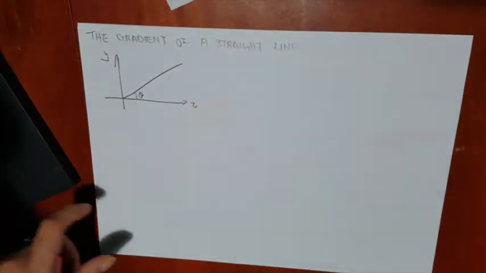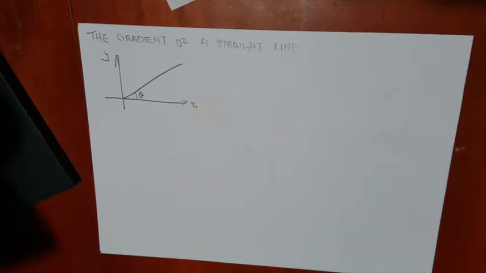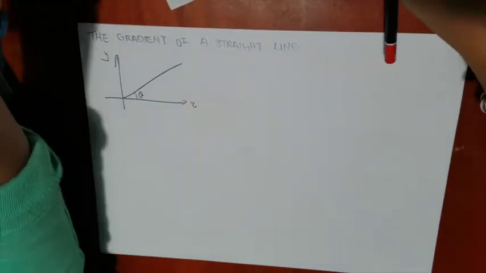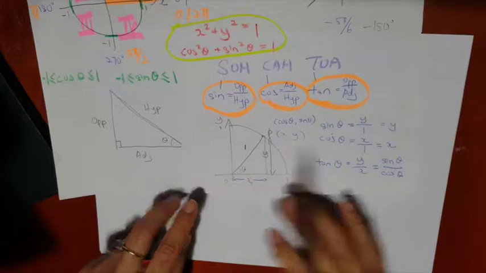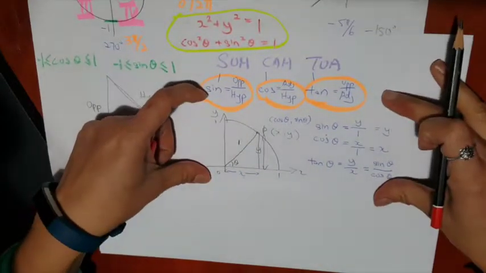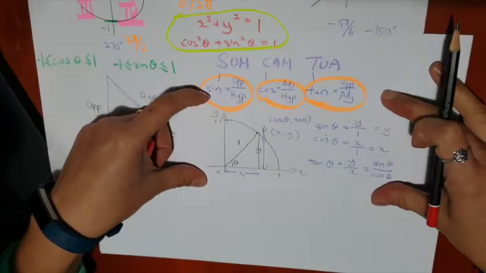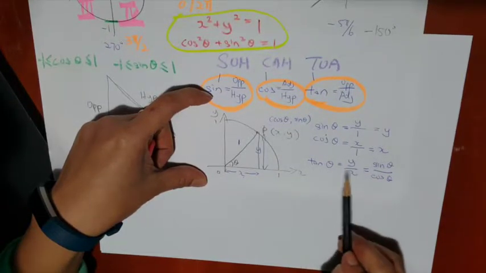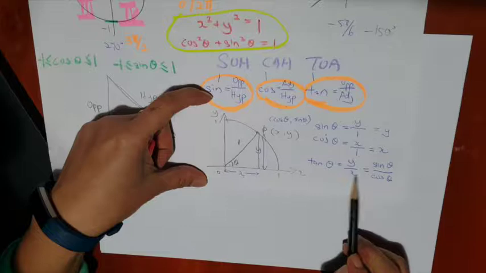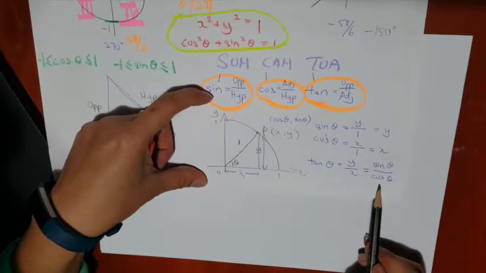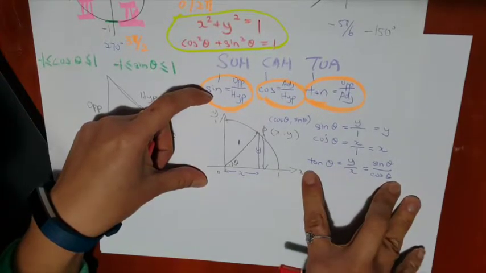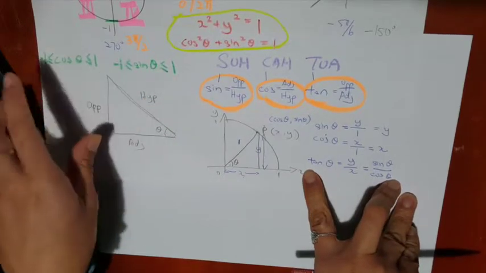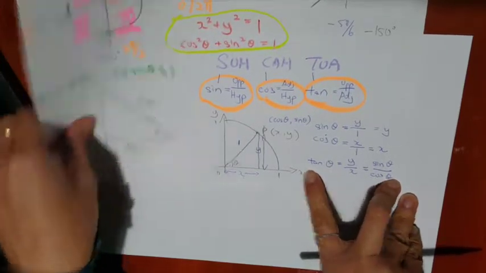So let's say we go back to the original unit circle that we talked about previously. What I want you to focus on is this bit over here. Tangent theta is equivalent to y over x equals sine theta over cos theta. So this is the bit that's really important in this unit. So let's see how they are related.